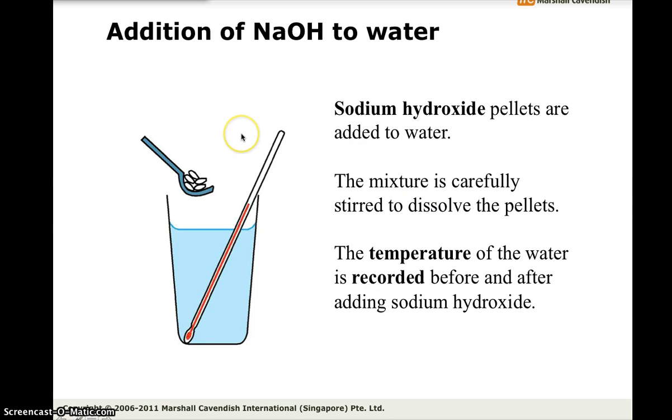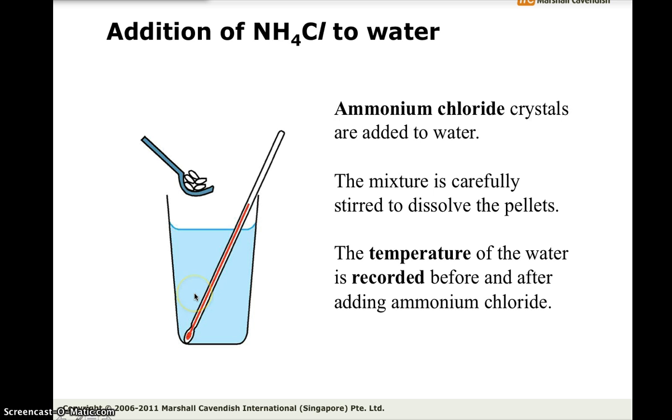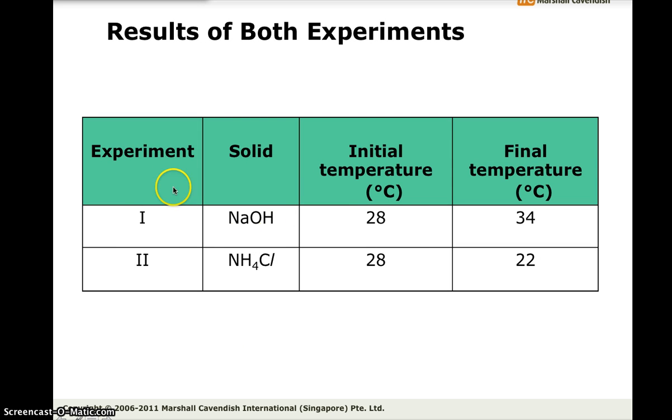Okay, question number 1. This is the first question. When I add sodium hydroxide pellets, this is what I mean by pellet: solid pellet. You add it to water, stir it with a glass rod, then measure the temperature before and after adding the sodium hydroxide pellet. Then you perform the same experiment, but instead of sodium hydroxide, you use ammonium chloride. So you have experiments 1 and 2 using different solids, and you measure the temperature.